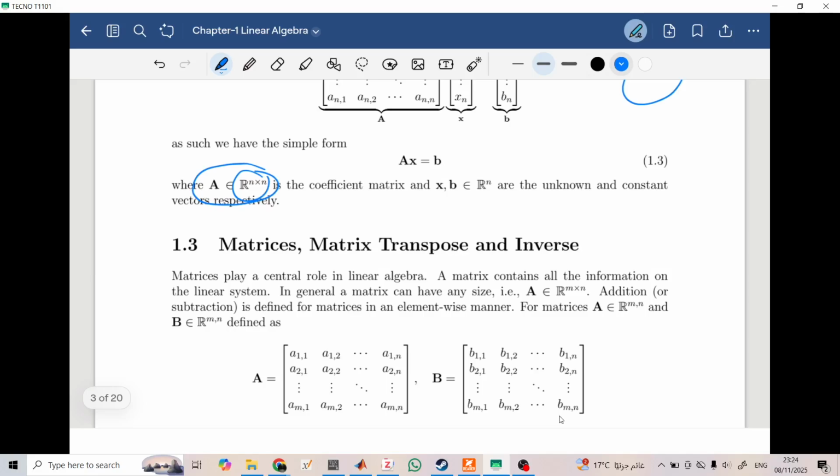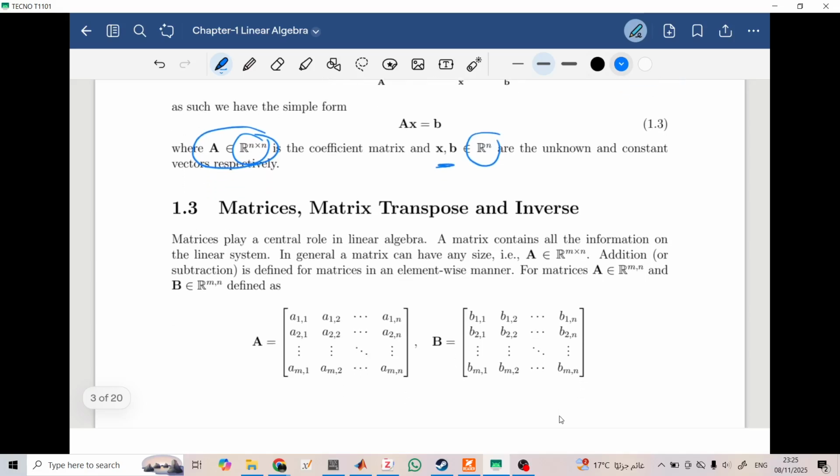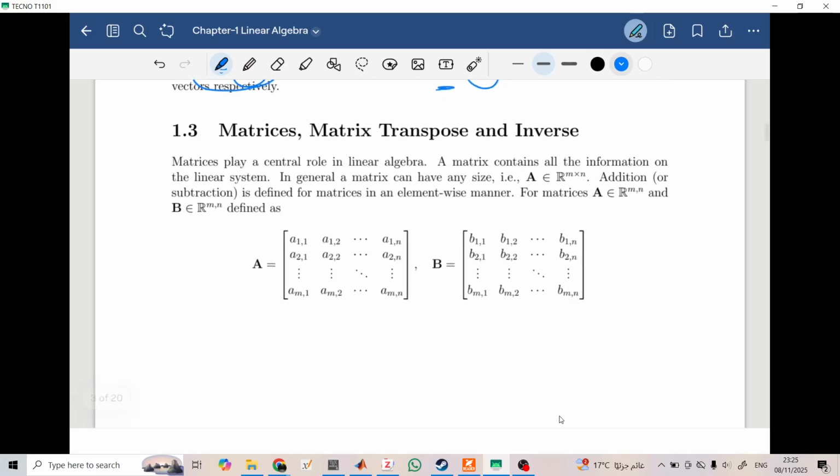Okay, and those two vectors belong to R to the power n, which means that they are vectors of dimension n. Now we will discuss a few operations on matrices, mainly transpose and inverse.